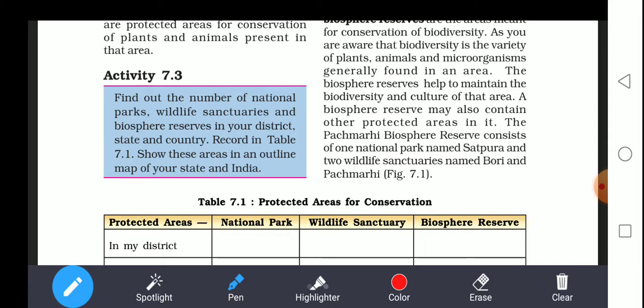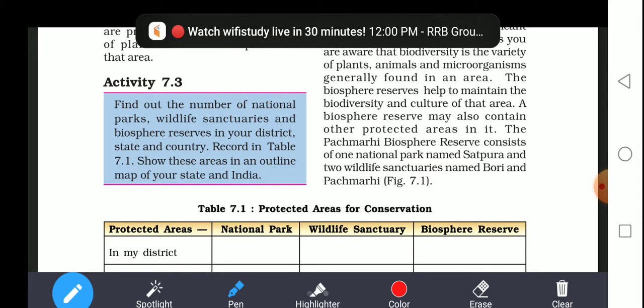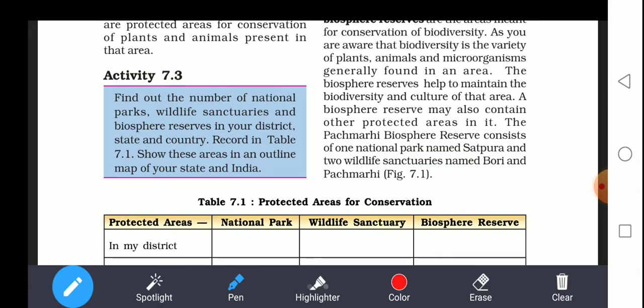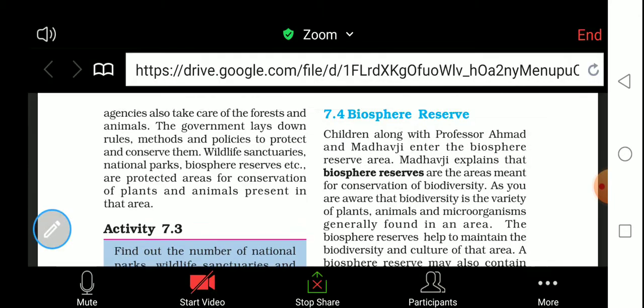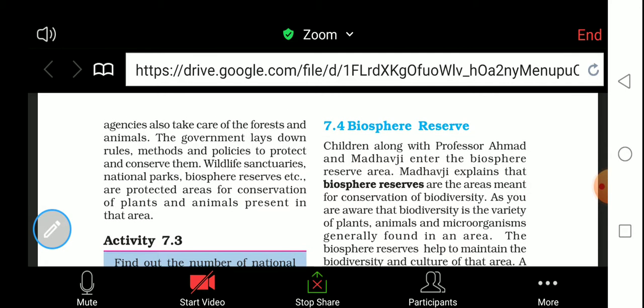Whatever I say, you have to do it, so it will be easy for you to prepare for the exam. So next, the first one is biosphere reserve. What is biosphere reserve? We will study today.